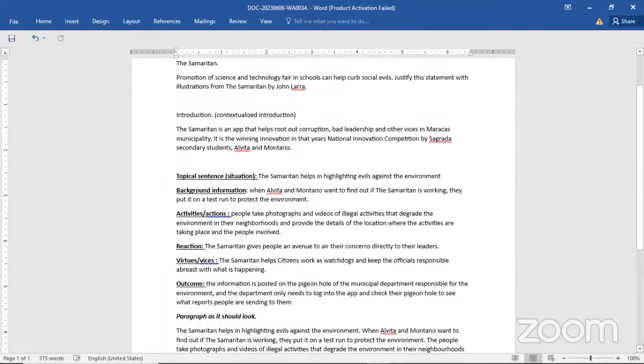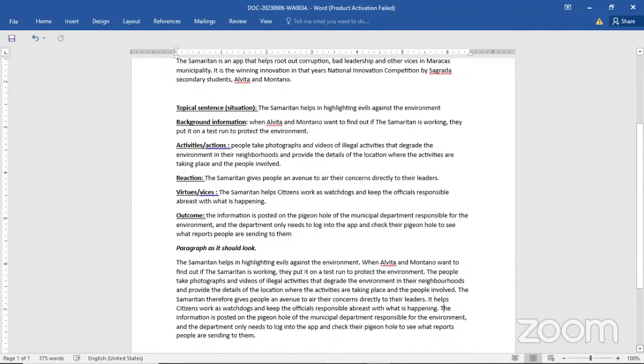So by the end of my paragraph here, I have captured essentially the two parts of the question, that there is promotion of science fair. And as we have discussed in the introduction, we understand that the Samaritan is an app that was developed by students. And then I continue talking about how that app has helped to curb social evils. So people are able to post about whatever evils are happening against the environment and keep the officials responsible abreast with what's happening. So the curbing of social evils is clear, and the two parts of the question have been brought out by my analysis in the paragraph.